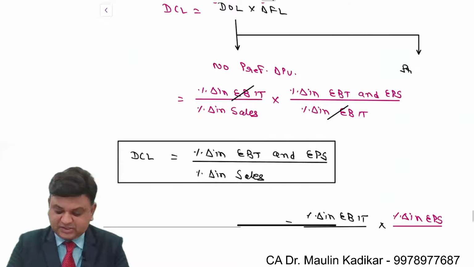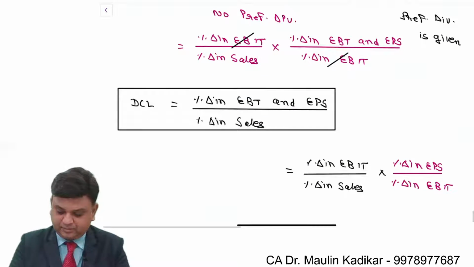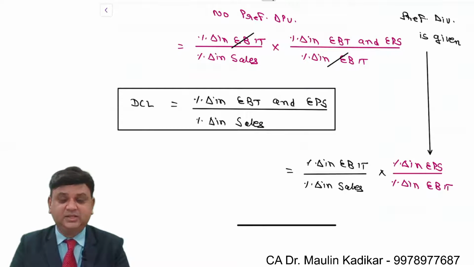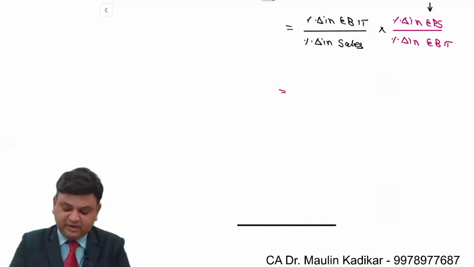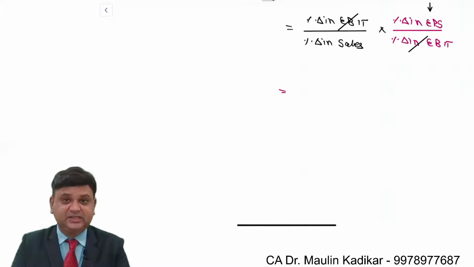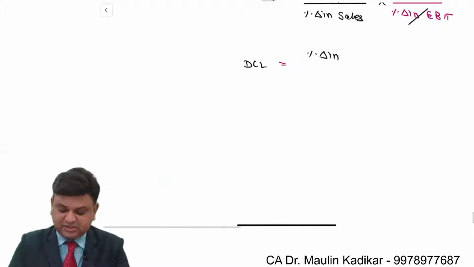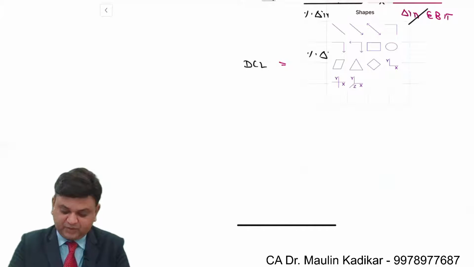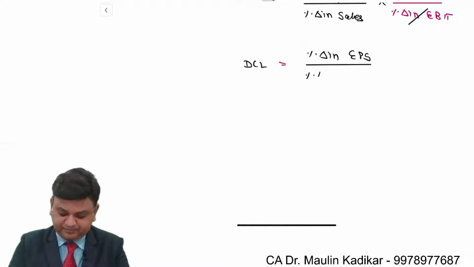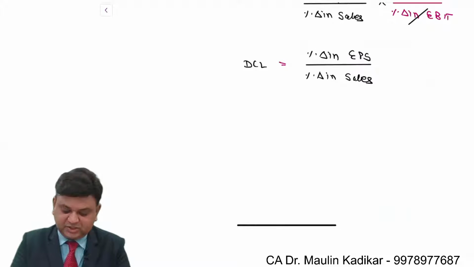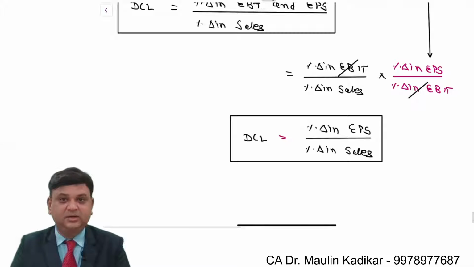So if the preference dividend is given, then this is what we understand. Again what will happen? Percentage change in EBIT and percentage change in EBIT is cancelled, and degree of combined leverage is measuring the percentage change in EPS for every 1% change in sales. This is what the degree of combined leverage is measuring. This is what we understand.